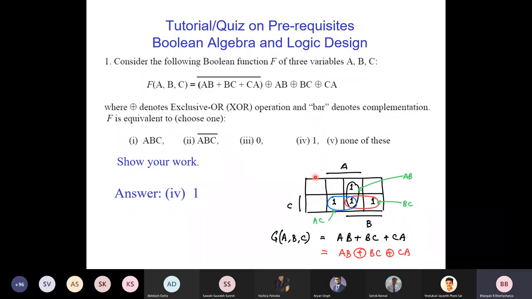See, A is 0 because it is outside. C conjugate, B conjugate. This is 0, 0, 0, right? And this is A equal to 1, B equal to 0, C equal to 0. So that's how I have labeled that way. It's a convenient way of labeling the Karnaugh map when the product terms are given.